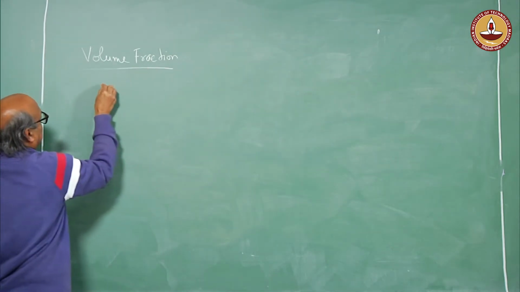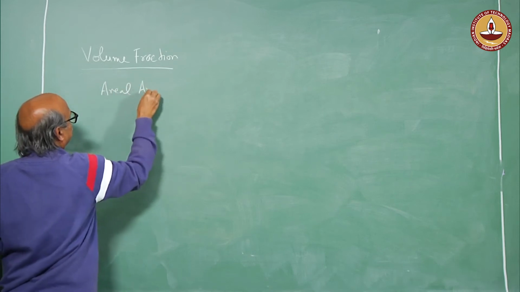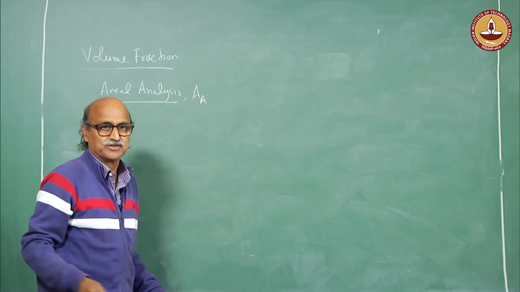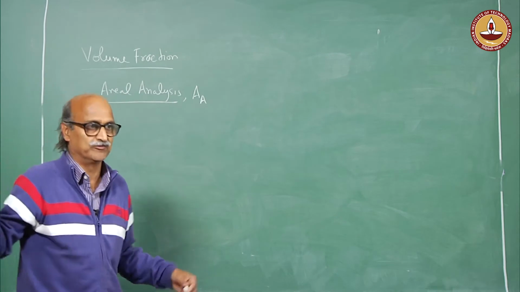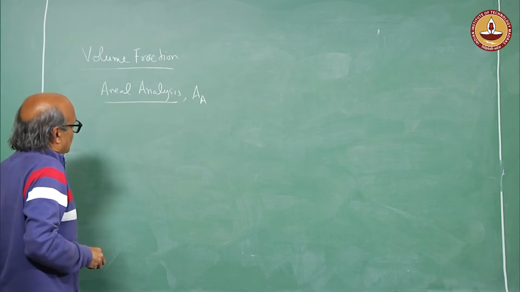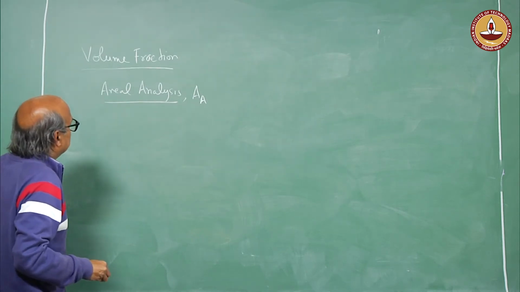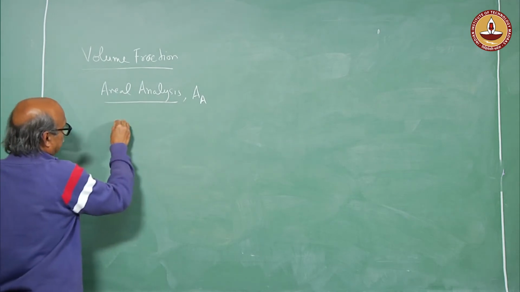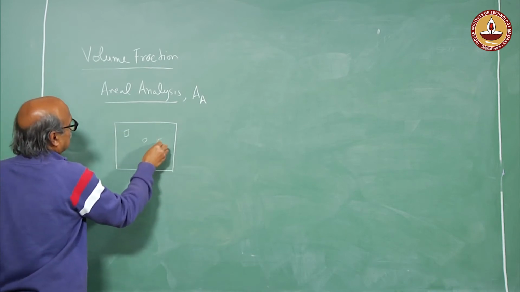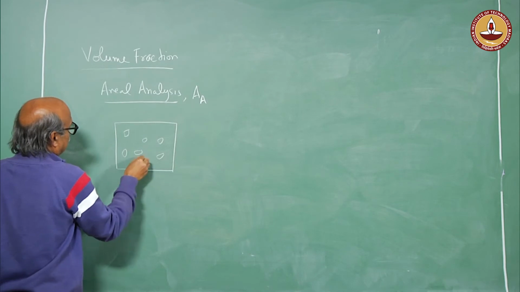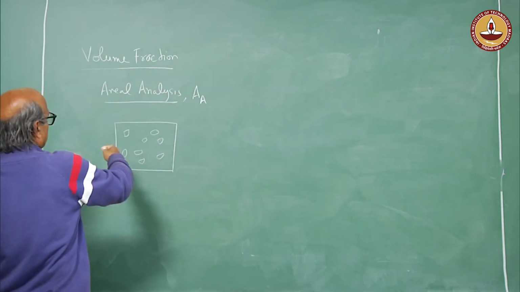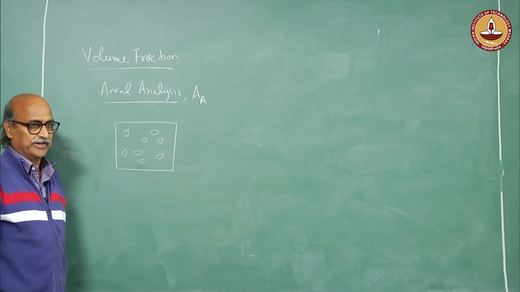So, let us look at first areal analysis. I am going to skip most of the steps in this statistical analysis because that is quite involved. But let us do the following: suppose I have a microstructure which consists of second phase particles, and let us say that all these particles are of the same area.